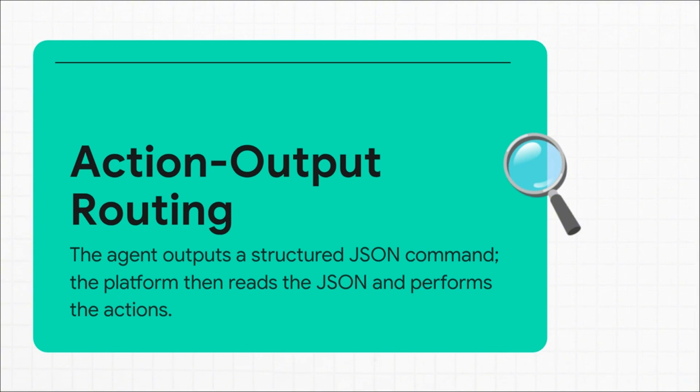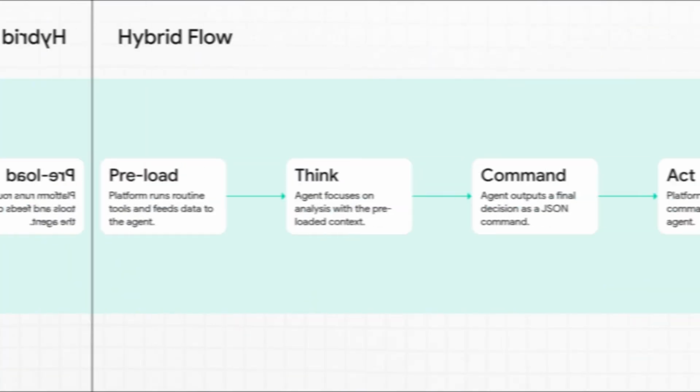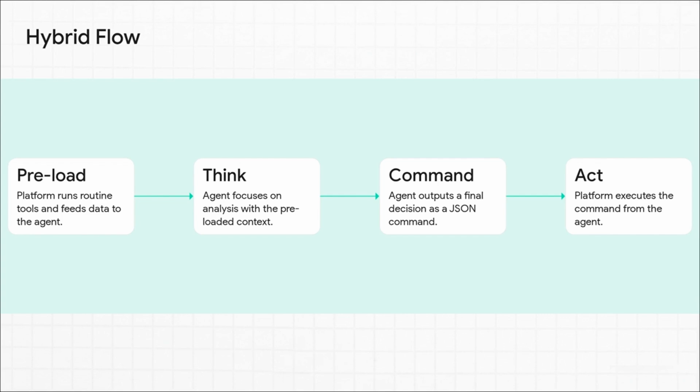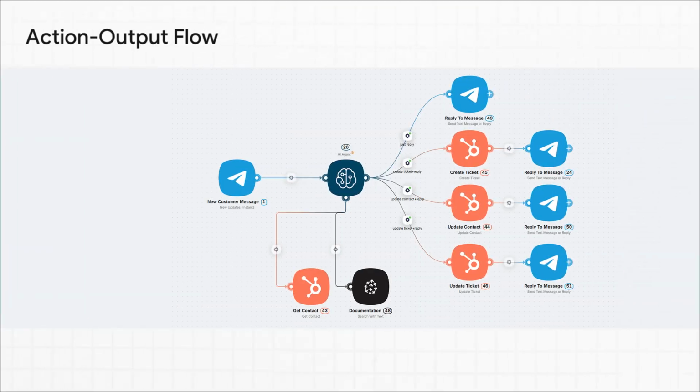So the new flow looks like this. The agent gets the request. It can still use some tools, but only for analysis, right? To gather intelligence and understand the situation. But once it's done thinking, its one and only job is to generate that JSON work order. The platform then picks up that order, reads it, and executes the actions perfectly. Update a contact, send a specific reply, whatever the order says.